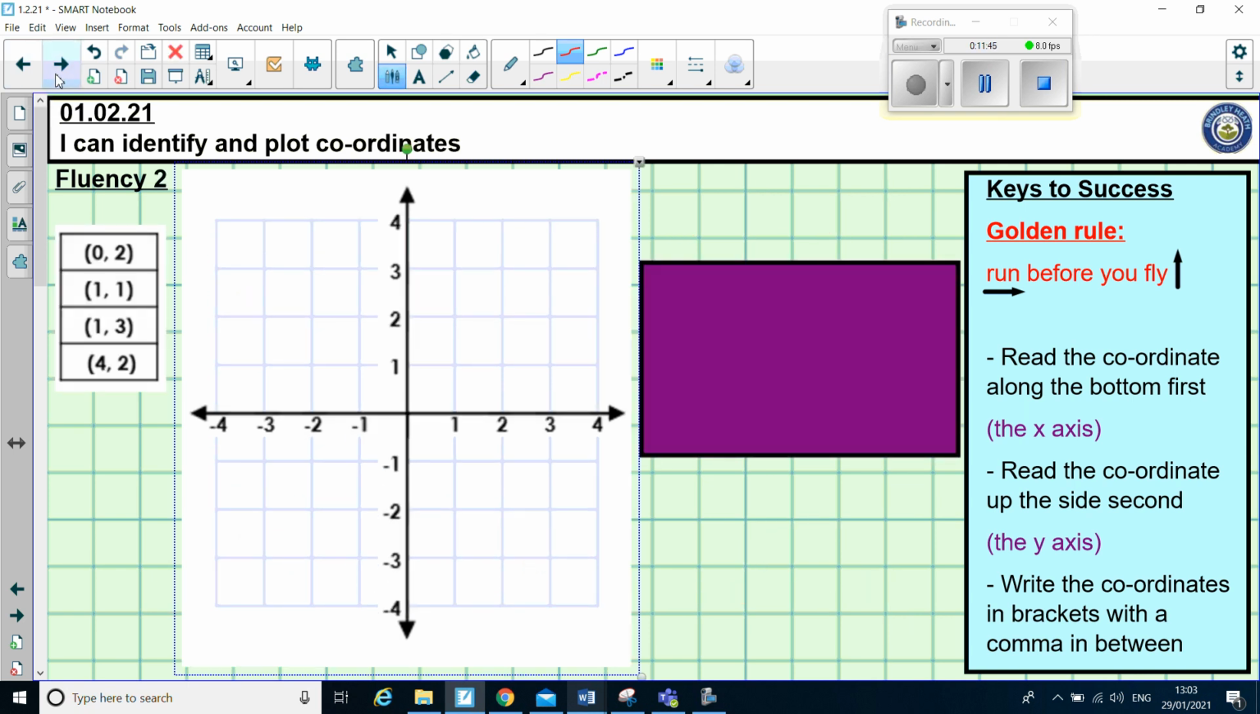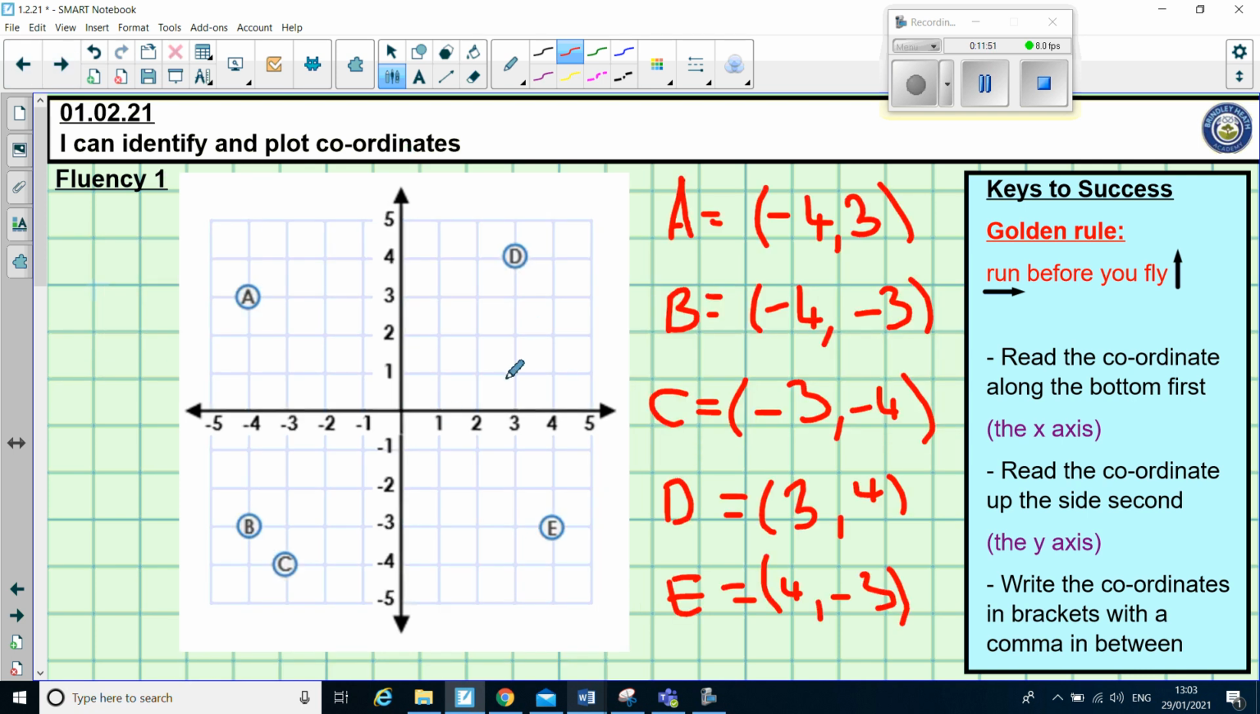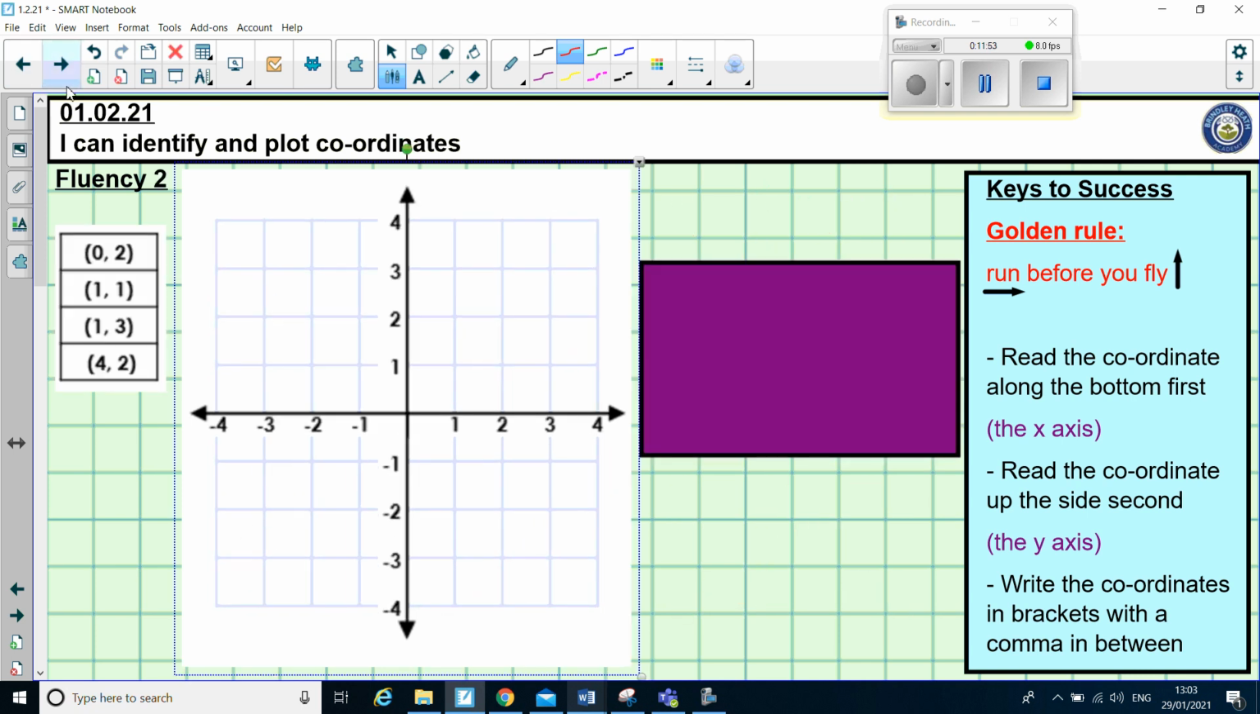When you do your maths.co.uk today, not only will you be asked to identify the coordinates, just like we've been doing here, but you'll also be asked to plot some coordinates. So this time around, you have been given some coordinates and we just have to plot them on the graph.